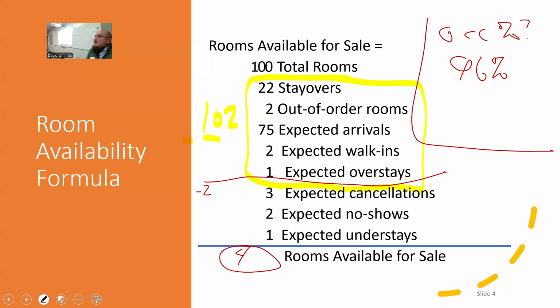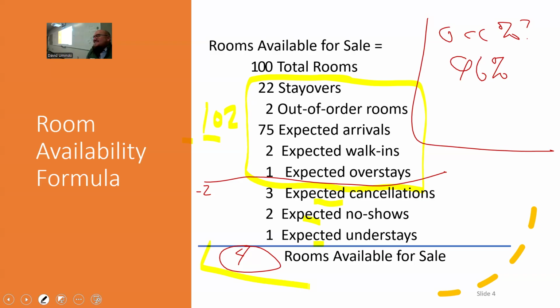Okay. But we want to take into account, we typically are going to have some cancellations. Okay. We might have some no-shows, people that don't show up. And then we might have someone that's going to check out early, just one understay. Okay. So that adds those 6 extra rooms back into our inventory to give us our forecasted of 4 rooms available. Okay. Our forecast's always correct?